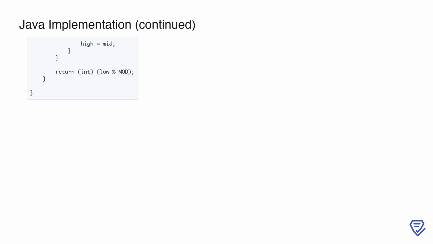This process continues until low equals high, at which point the binary search terminates. The value of low now represents the nth magical number. Lastly, we return the result as low modulo mod, ensuring that the output adheres to the problem's constraints. By leveraging the efficiency of binary search and modular arithmetic, this implementation achieves optimal performance for finding the nth magical number.